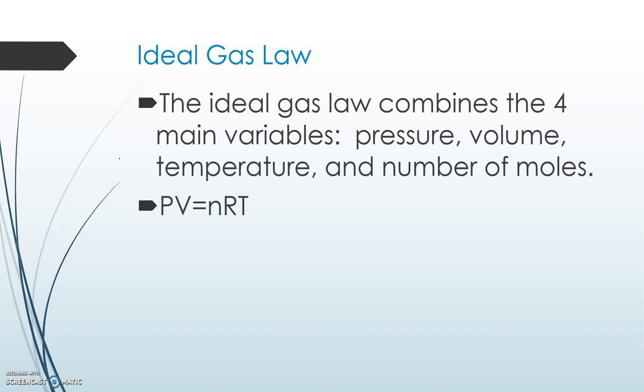So this is the formula for the ideal gas law. Hopefully we're familiar with most of these variables. P represents pressure, V represents volume, N represents the number of moles, R is new, we'll get to that in a moment, and T is temperature, which again should always be in Kelvin.